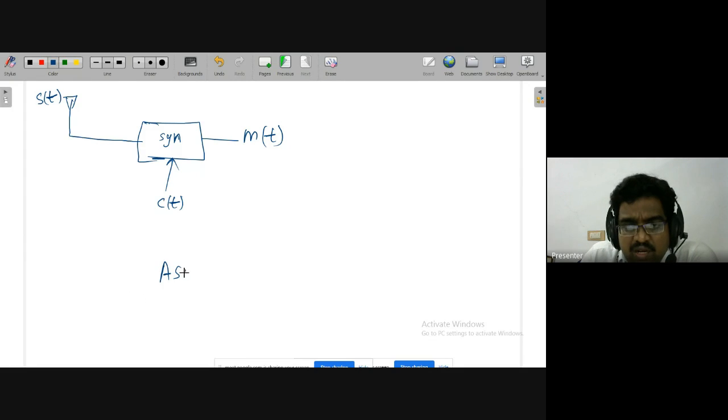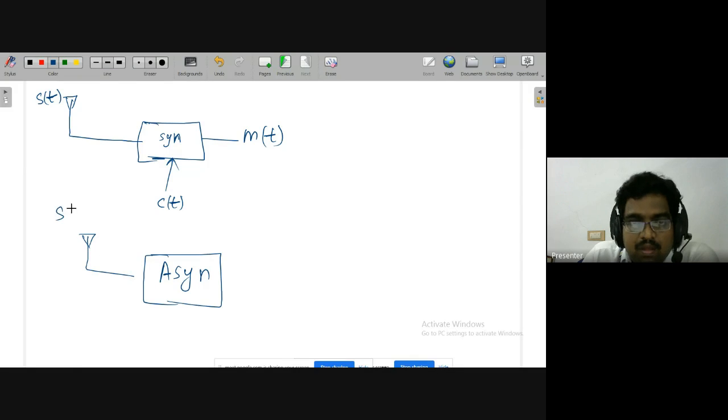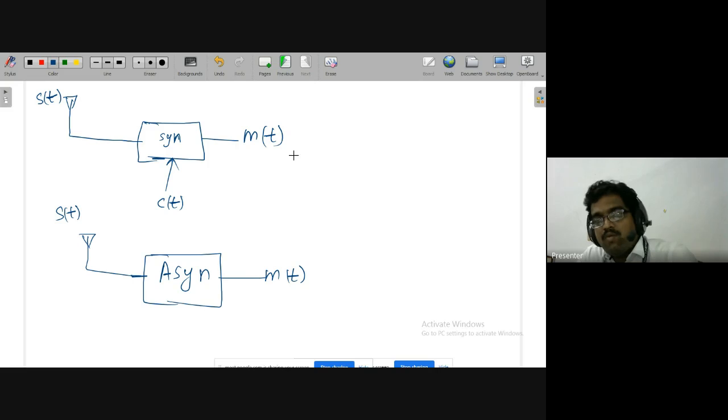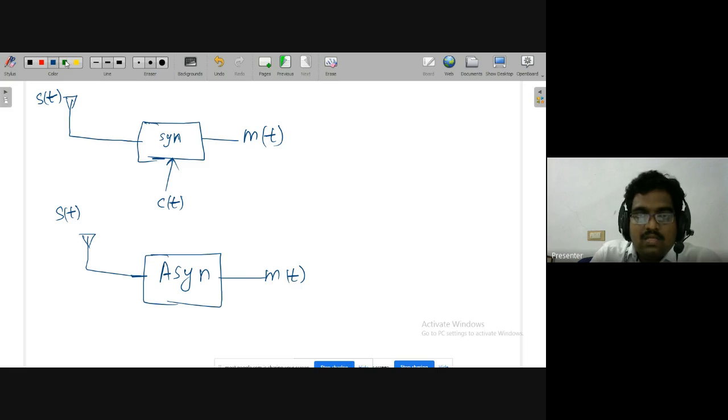But if it is an asynchronous receiver, okay, you no need to use this carrier. Simply from that S of t, it will produce M of t. Okay, so that means what? If you want to recover back your original signal, there are two techniques. One is synchronous and another one is asynchronous. But this first one is really complex. The design of this synchronous receiver is really complex. But asynchronous receiver design is simple.